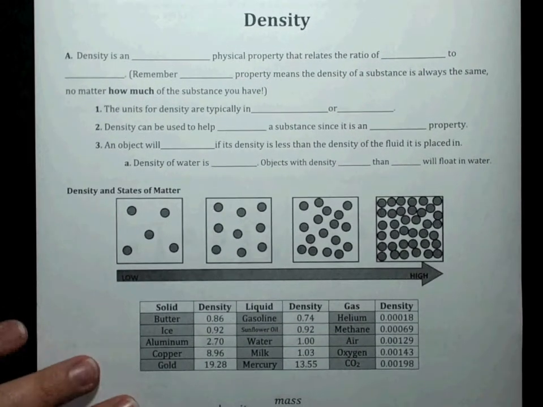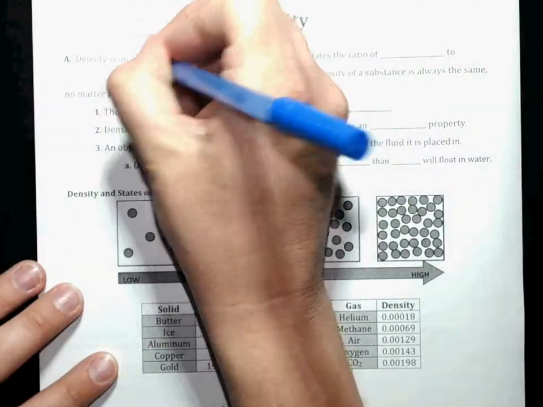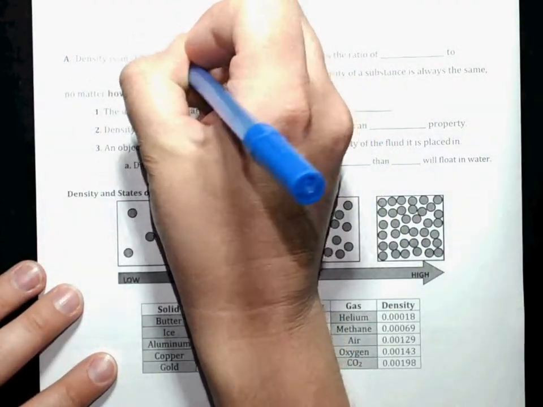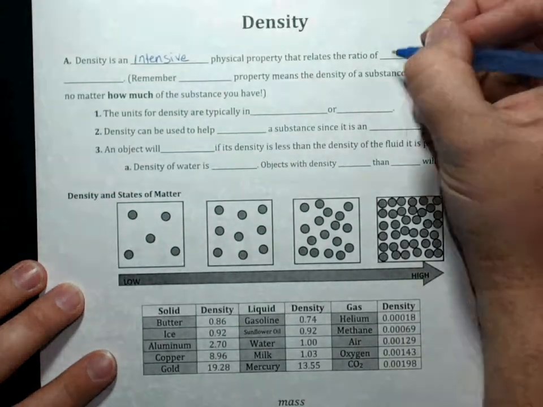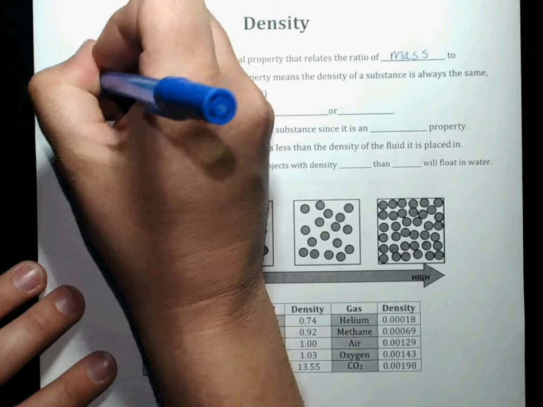So here we're going to be talking about density. Density is an intensive physical property that relates the ratio of mass to volume.